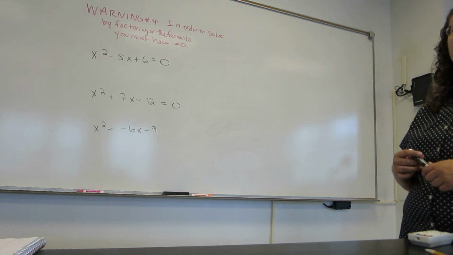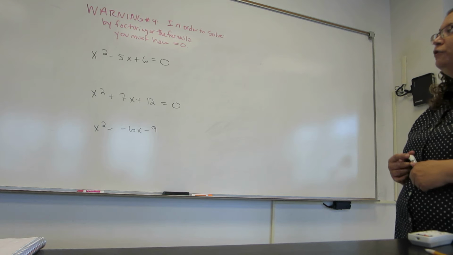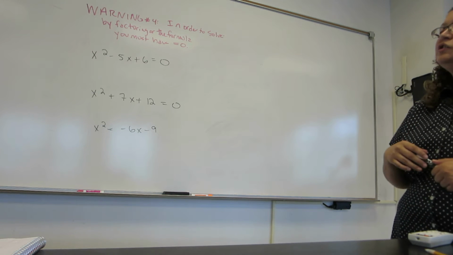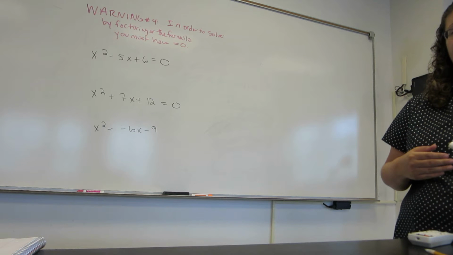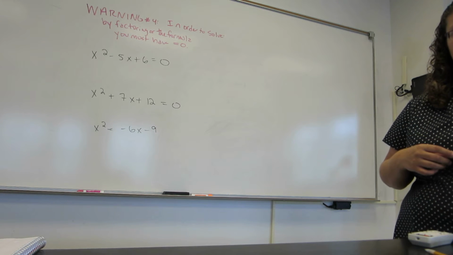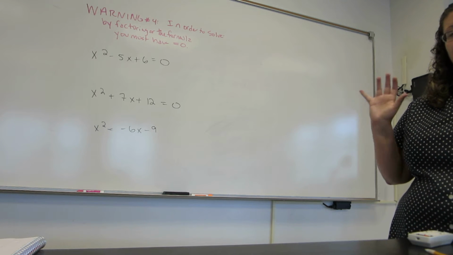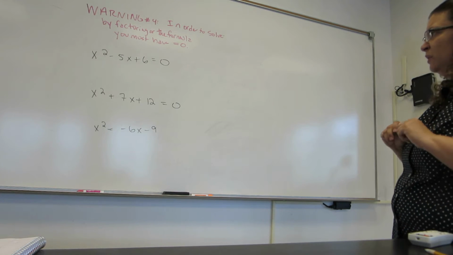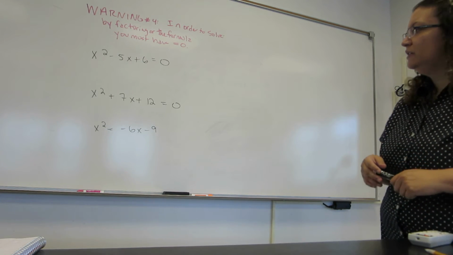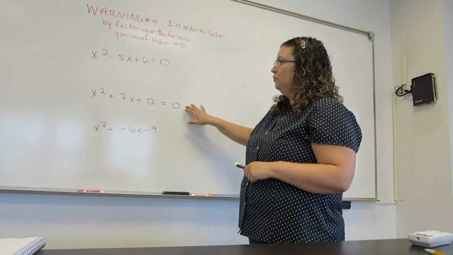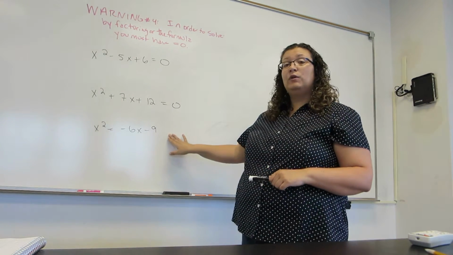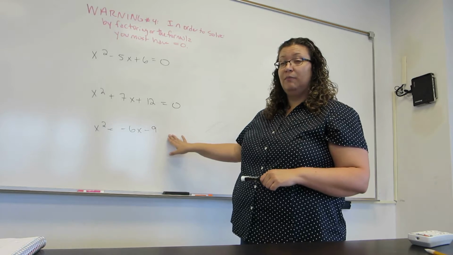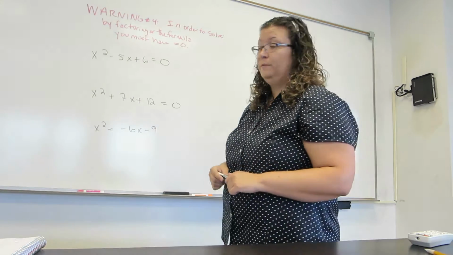Now, a warning. This is our 4th warning of the class. In order to solve either by factoring or by the formula, you have to have one side equal to 0. You can't have non-zero terms on both sides of the equation. In our 3 examples, we notice that our first 2 already have a 0 on one side, whereas the last one doesn't. So we're going to have to do something about that before we can try to factor.